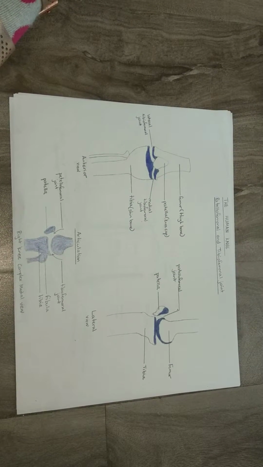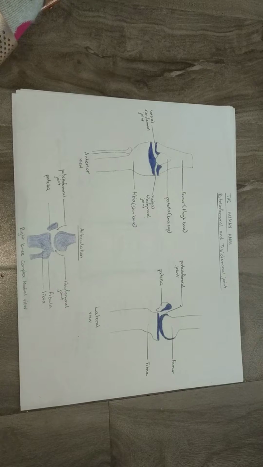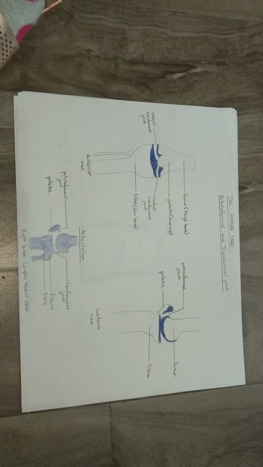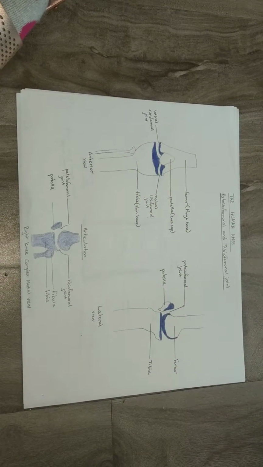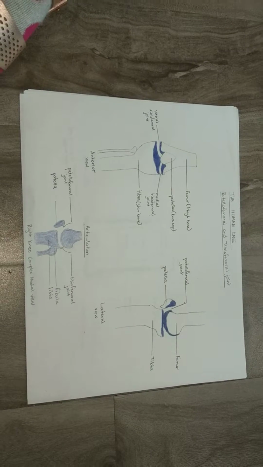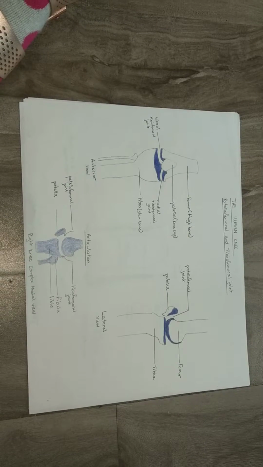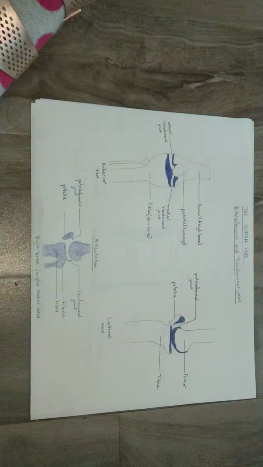Flexion is basically decreasing the angle between the bones and bringing the bones closer together, while extension is basically the reverse of flexion. It increases the angle between the joints.